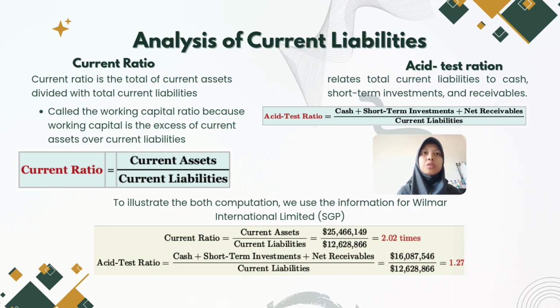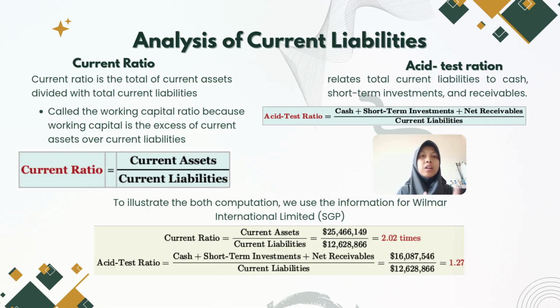Now we continue with the analysis of current liabilities. There is the current ratio, which is total current assets divided by total current liabilities. It's also called the working capital ratio, because working capital is the excess of current assets over current liabilities. But there is also another method, the asset test ratio, which relates total current liabilities to cash, short-term investments, and receivables. The asset test ratio is calculated from cash plus short-term investments plus net receivables, divided by current liabilities.